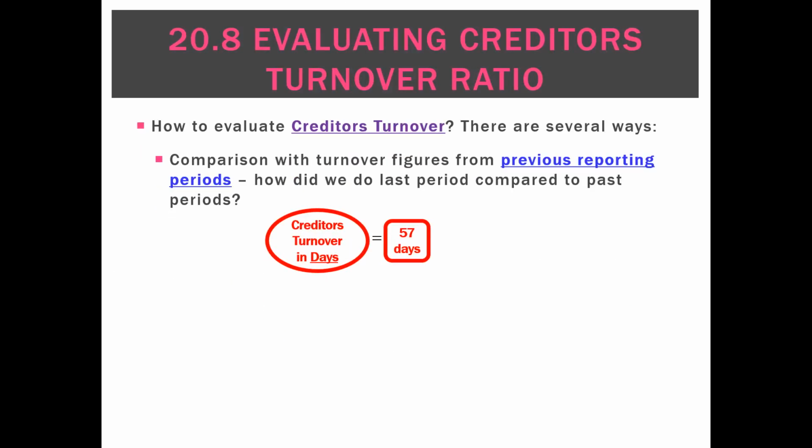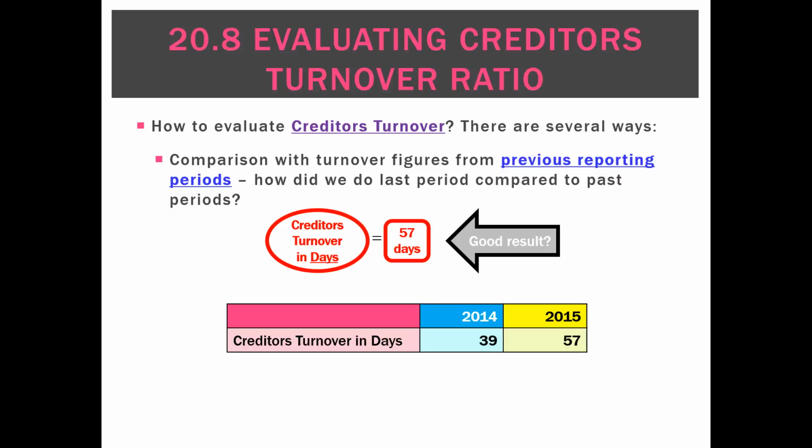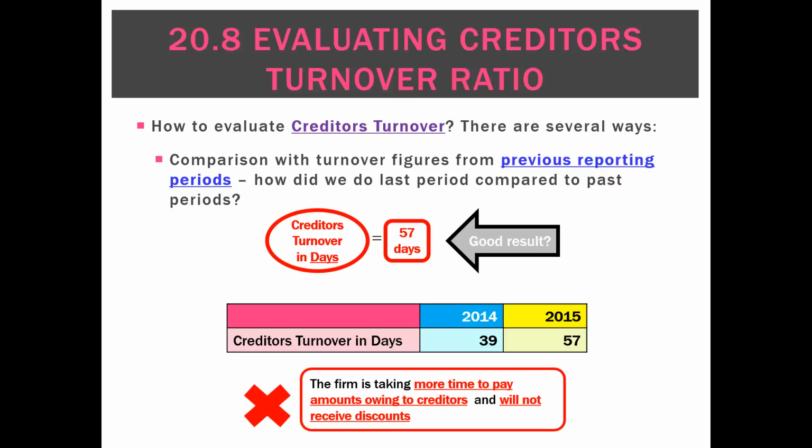Looking at the first benchmark we can look at, we can compare our creditors turnover with the result from last period. So if we achieve 57 days this period, is that a good result? Well, it all depends. If it went from 39 days last period to 57 this period, we'd say that's a negative, in that we're going to receive fewer discounts and creditors might be unhappy. Could be a positive though, because we're keeping more cash in the business for longer.